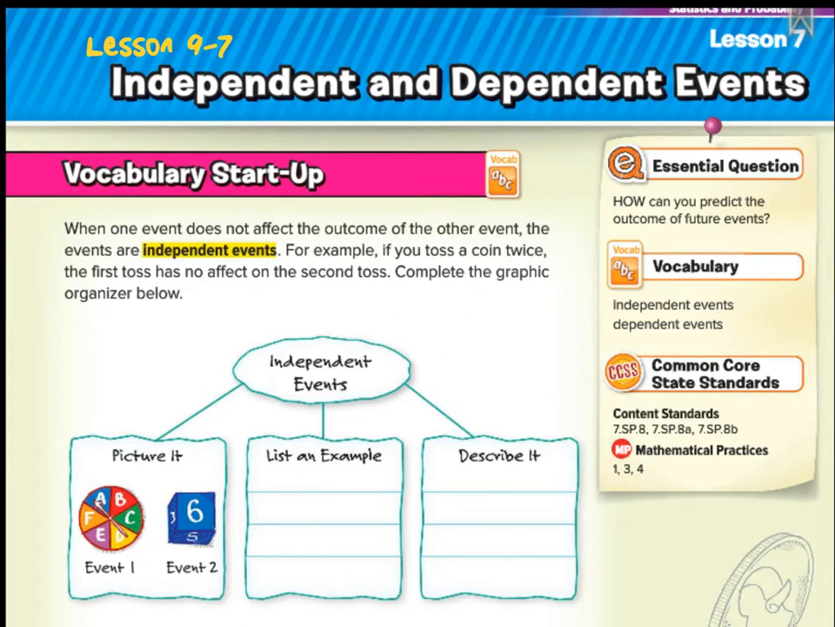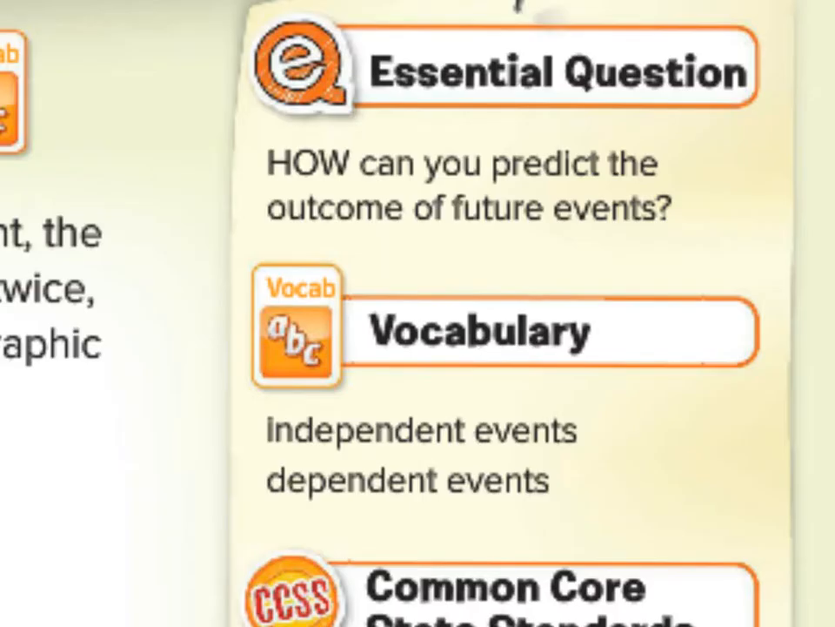Hello everyone, welcome to lesson 9-7, independent and dependent events. In this lesson, we will continue to answer the question, how can you predict the outcome of future events? And our vocabulary today will be independent events and dependent events.